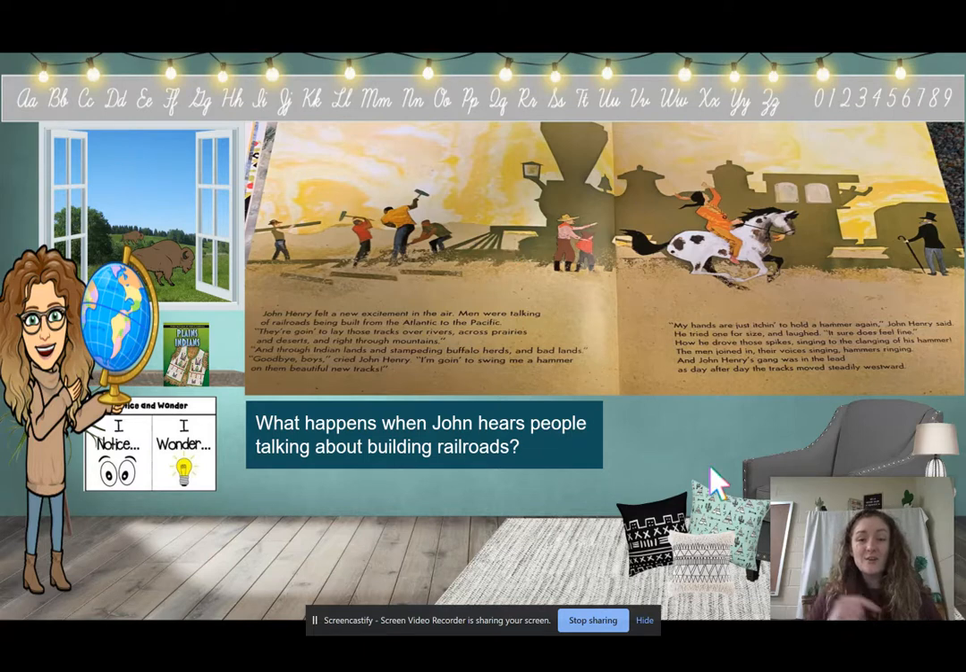So we have so far learned our setting, our character, and our first event was that John Henry was born with a hammer in his hand. Our next event is that he worked on a riverboat and saved the ship and the people on the ship, and then he moved on to working on railroads.